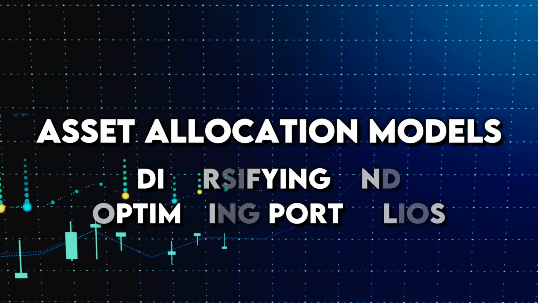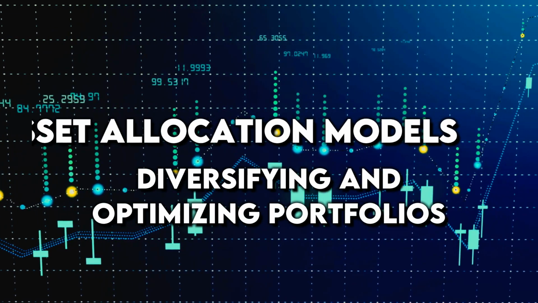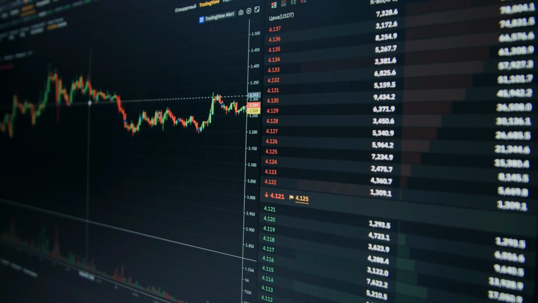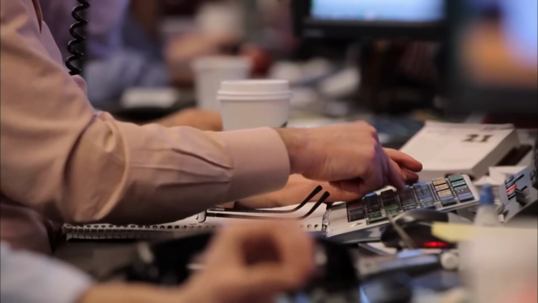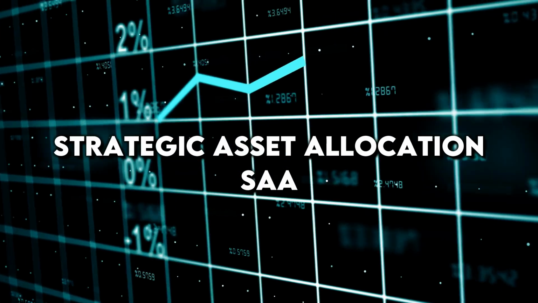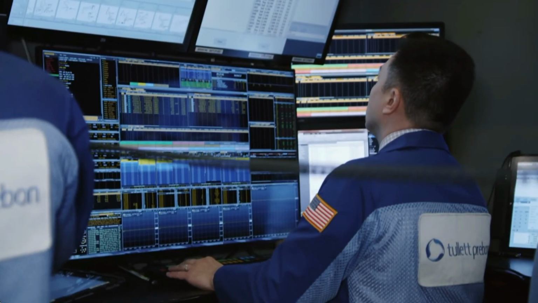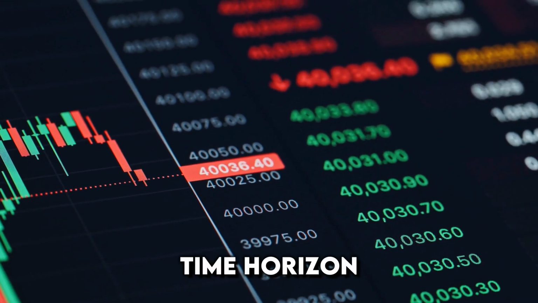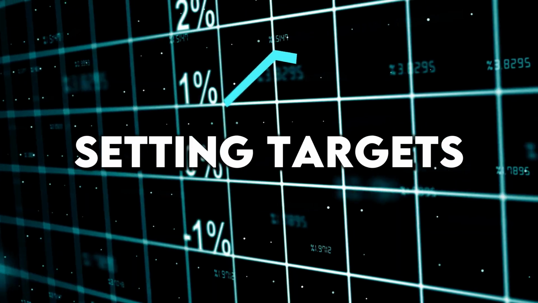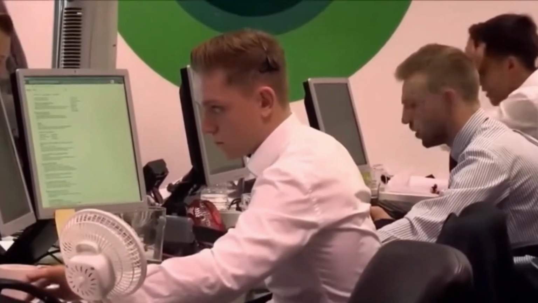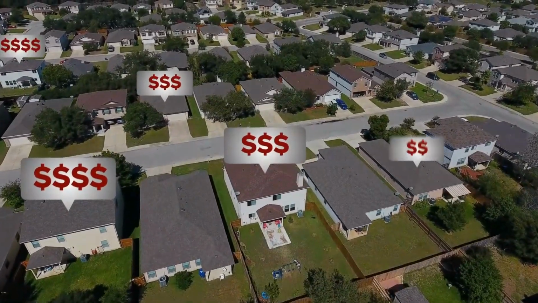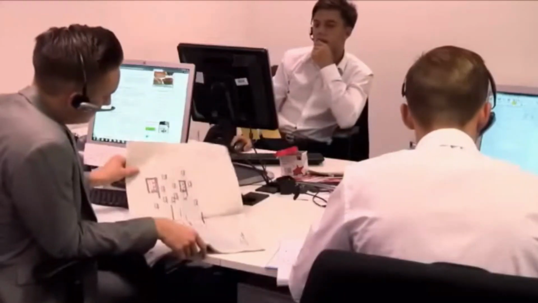Asset allocation models. Diversifying and optimizing portfolios. Effective asset allocation balances risk and return by diversifying across asset classes. Various models contribute to efficient portfolio management. Strategic asset allocation, SAA, establishes long-term asset class targets based on an investor's risk tolerance, time horizon, and objectives. Setting targets. Investors allocate percentages to asset classes like equities, bonds, and real estate, using historical performance and expected returns.